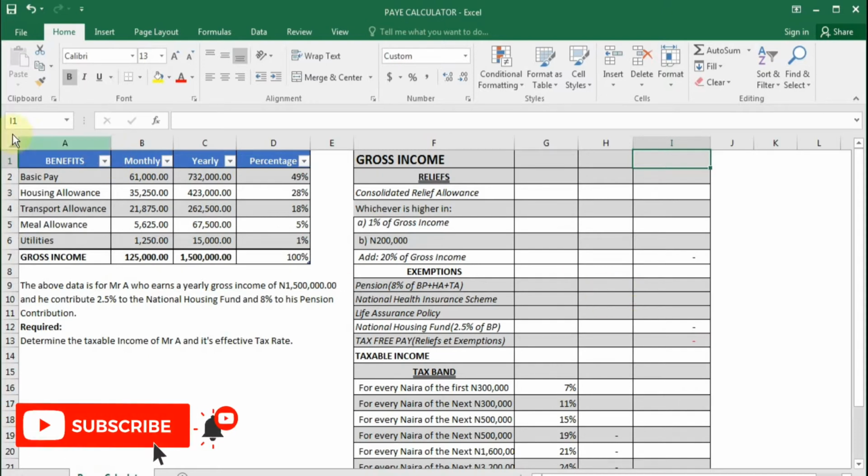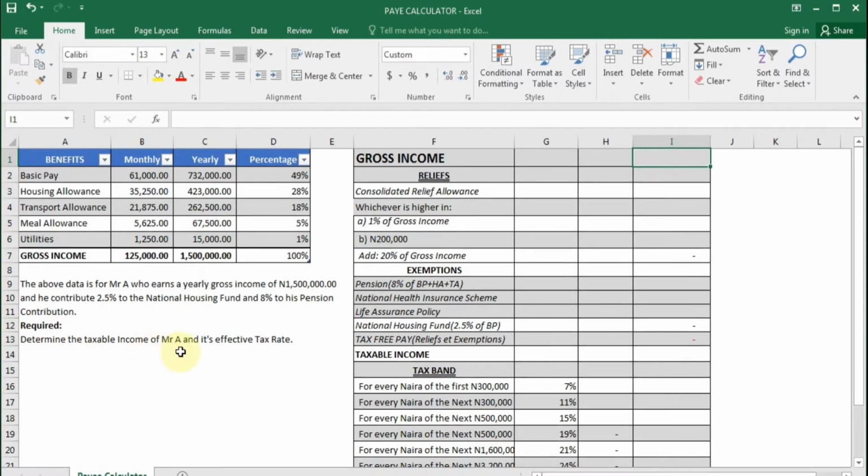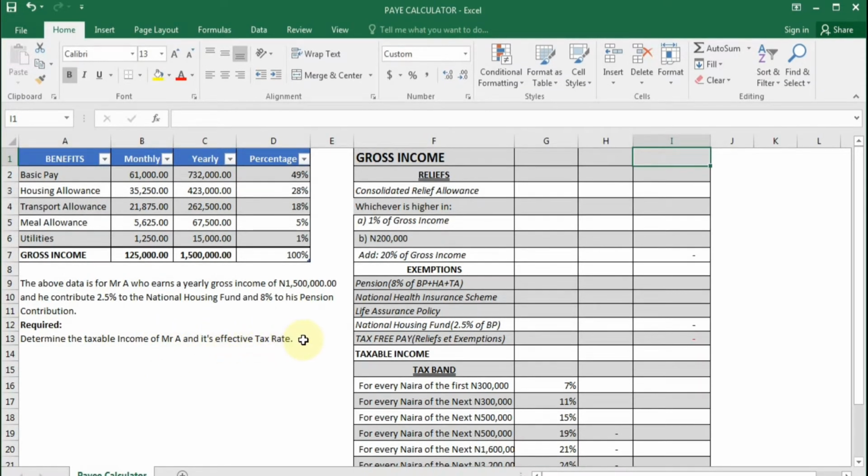Alright, these are our questions. These are the data that we need. The above data is for Mr. A, who earns a yearly gross income of 1,500,000, and he contributes 2.5% to the National Housing Fund and 8% to his pension contribution. We are required to determine the taxable income of Mr. A and its effective tax rate.